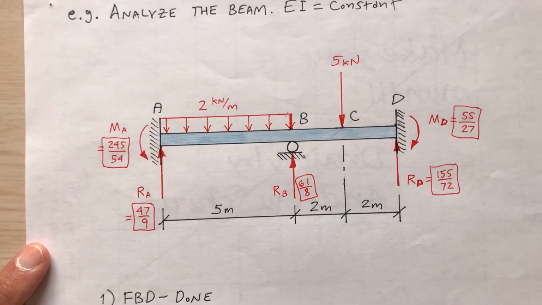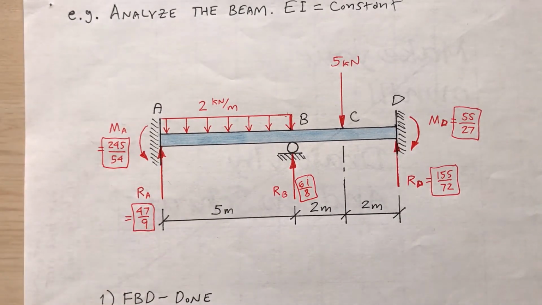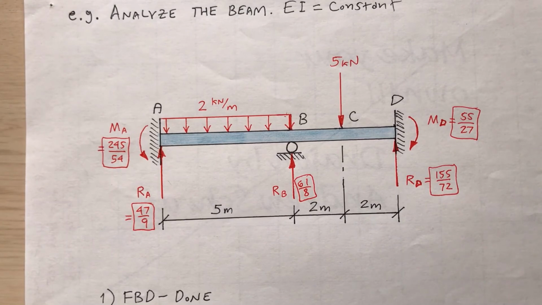So there you have it. I think it would probably be a good idea to convert these into decimals because it would make more practical sense. It's hard to envision what 245 over 54 is, but I'll leave that up to you.